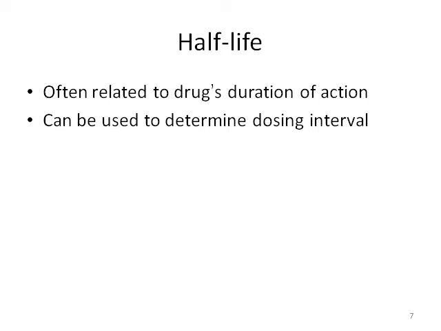So a drug with a long half-life, a half-life of 12 hours, we're probably going to be dosing twice a day. A drug with a half-life of 24 will be dosed once a day. A drug with a half-life of 4 hours or 6 hours, we're probably going to be dosing 3 to 4 times a day.